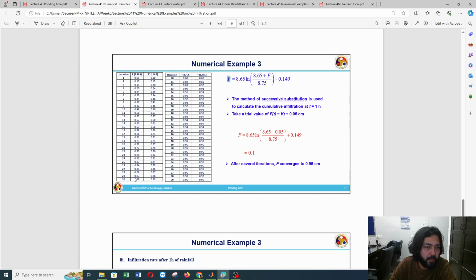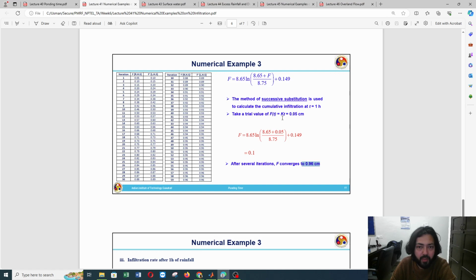So we are going to repeat this step until you get both sides of the equation the same. Here you can say that after the 58th or 59th iteration, we get F equals 0.96. So we can say that the value of cumulative infiltration is 0.96 centimeter, right?